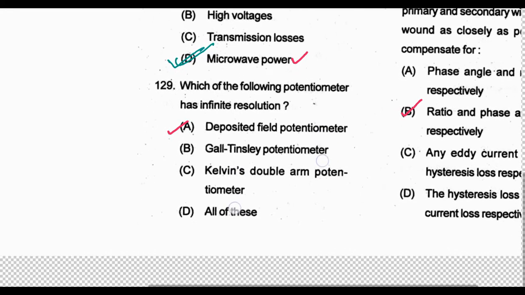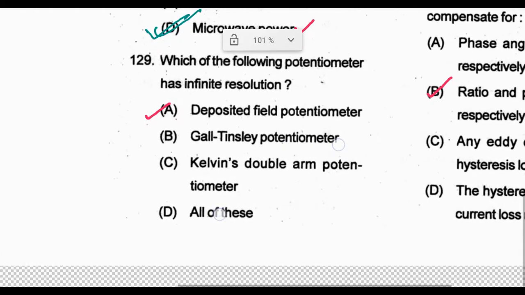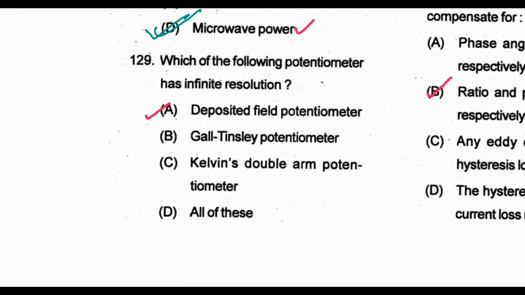Which of the following potentiometers has infinite resolution? Option A, deposited film potentiometer; option B, Gall-Tinsley potentiometer; option C, Kelvin's double arm potentiometer; and option D, all of the above. So here the deposited film potentiometer is the potentiometer which is generally considered to have infinite resolution.